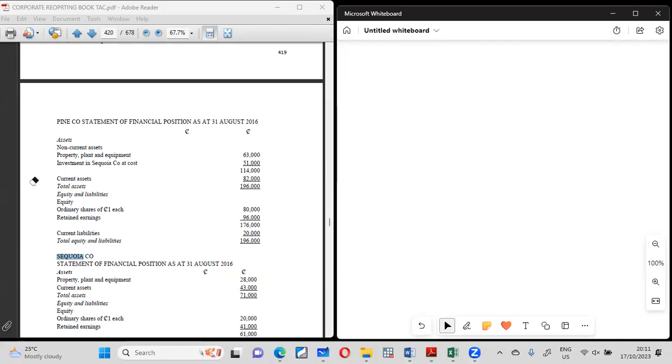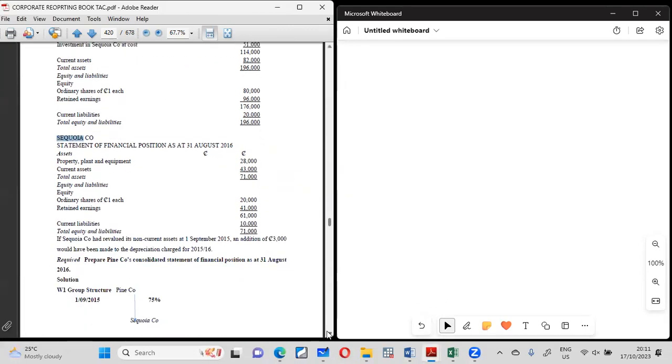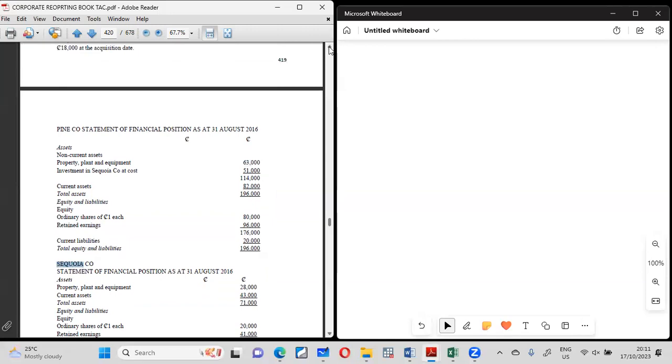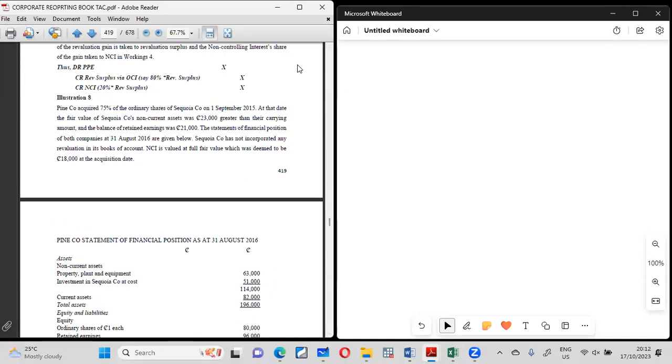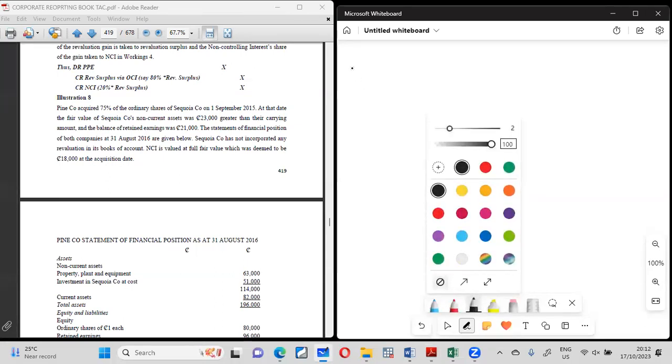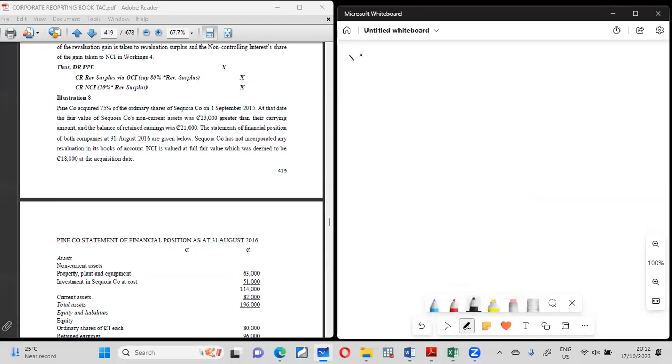All right. So that is that. This is what we have. Now, let's start doing what we need to do. What is the first thing we need to do? Yes. What is the first thing? You have to determine the group structure. So working 1, group structure. So let's determine the group structure together.